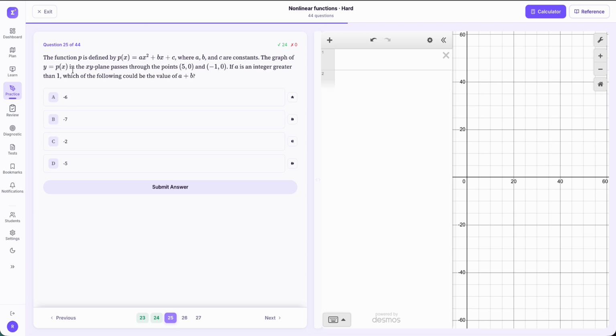Okay, next one. The function p is defined by p of x equals ax squared plus bx plus c, where a, b, c are constants.